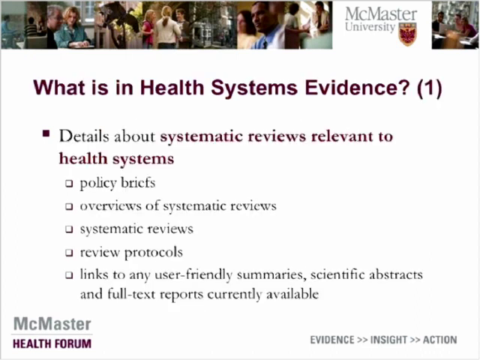So again, a summary of what is in Health Systems Evidence. The types of syntheses are policy briefs, overviews, and systematic reviews. There's also systematic review protocols, which will give you a sense of research that's coming down the line on any particular topic. And again, links to summaries, abstracts, and full text reports that are currently available.